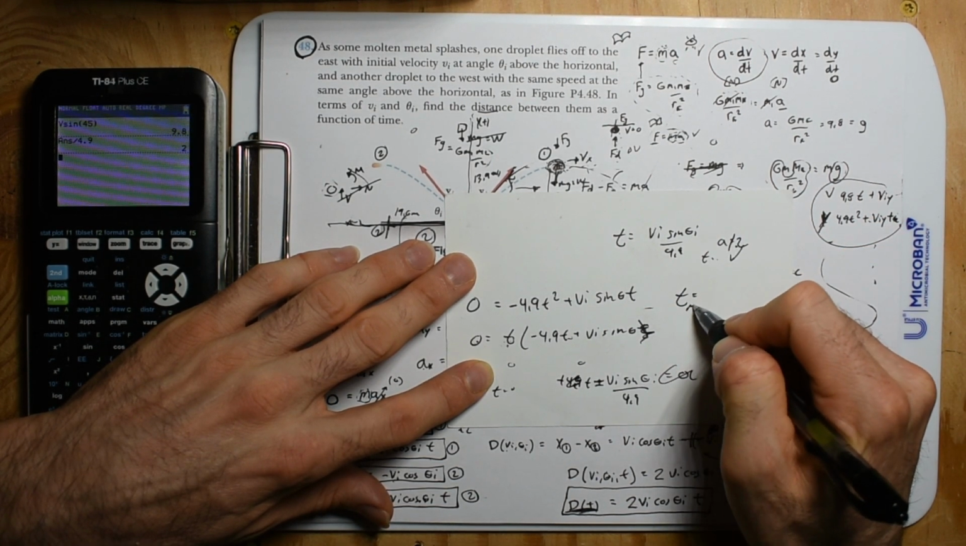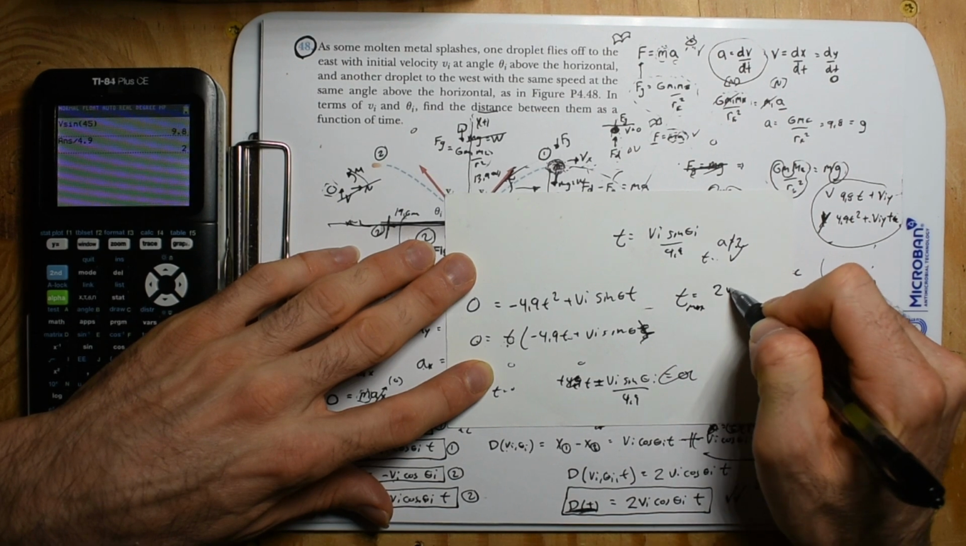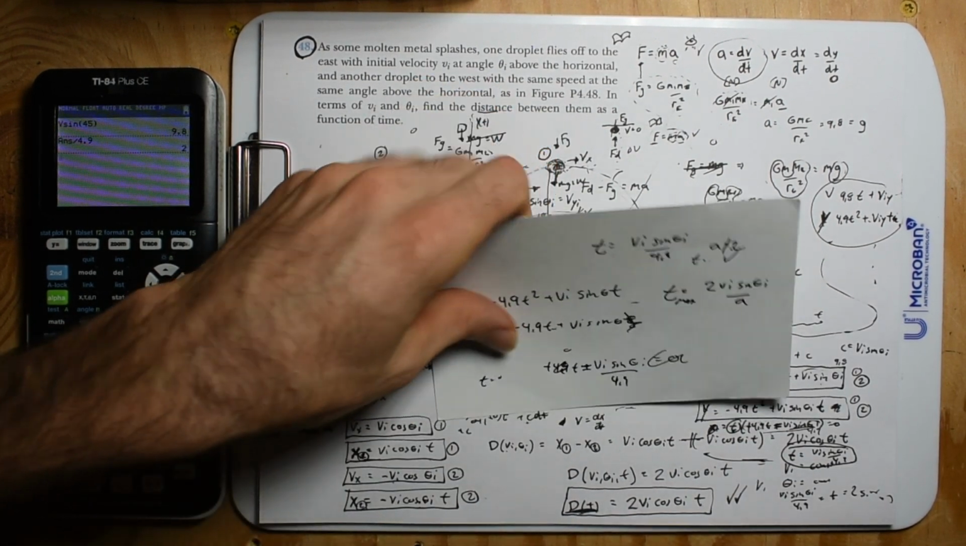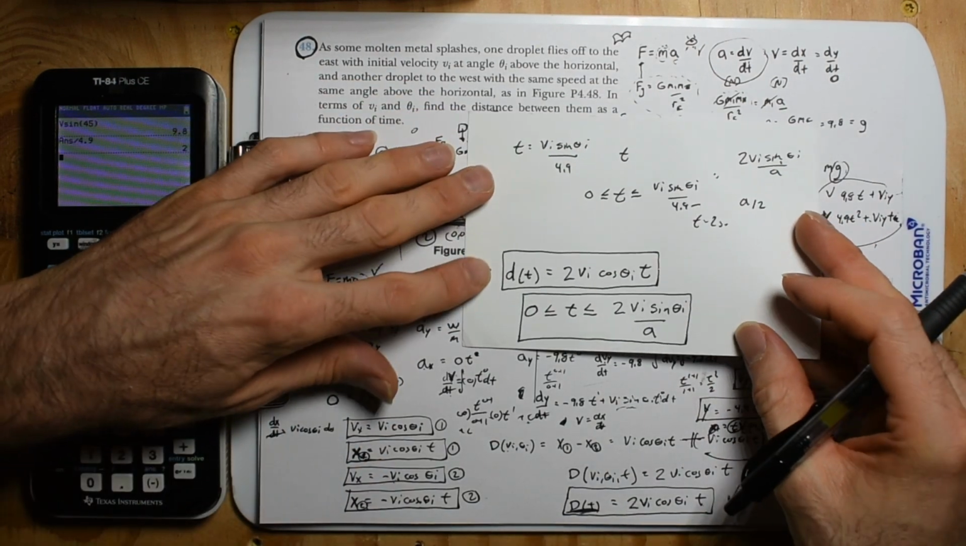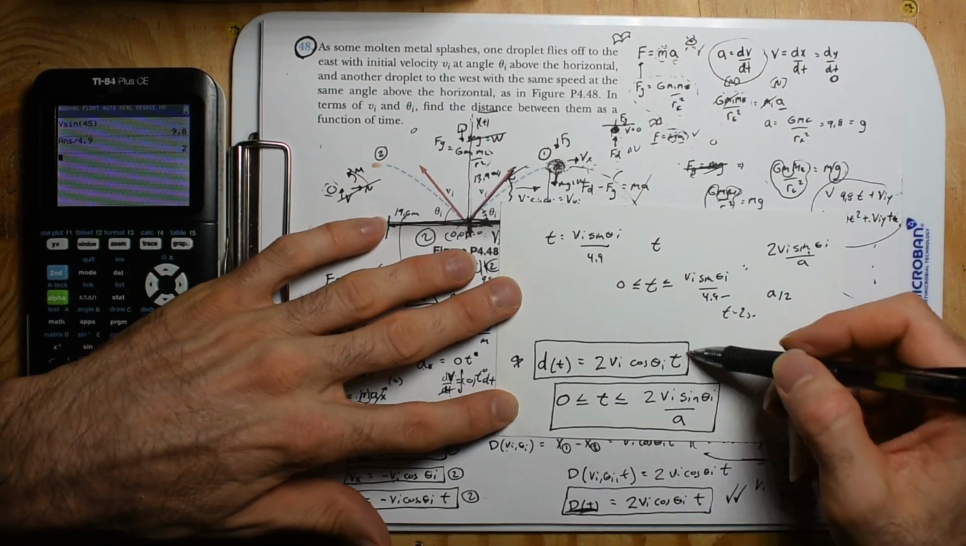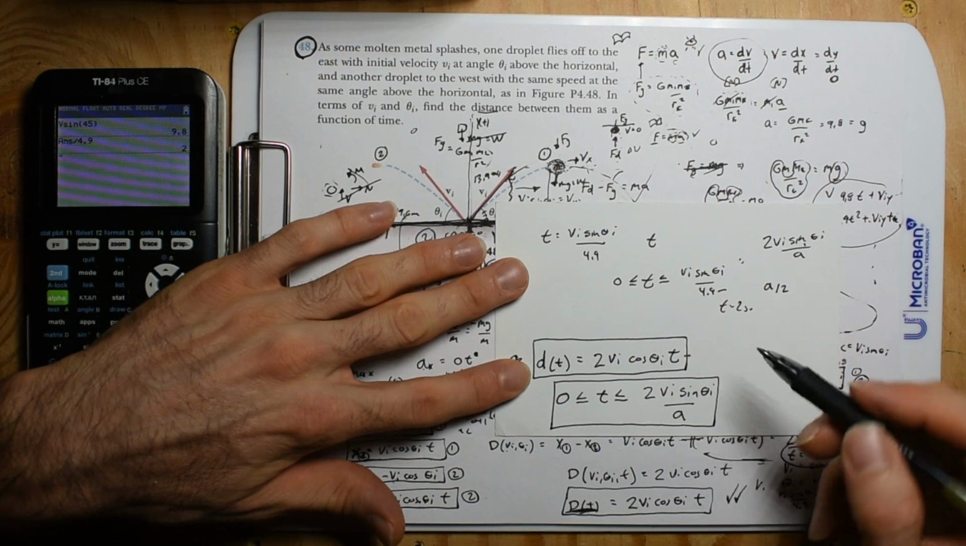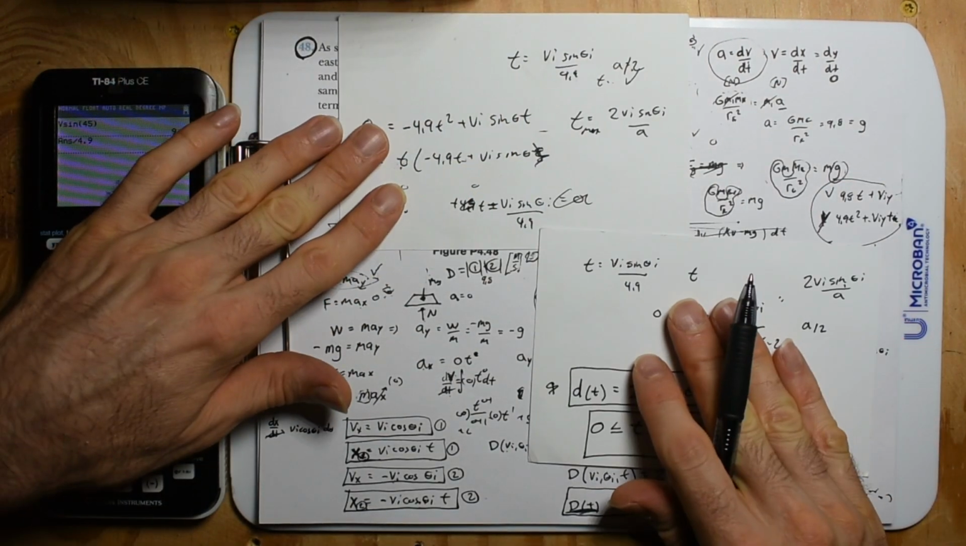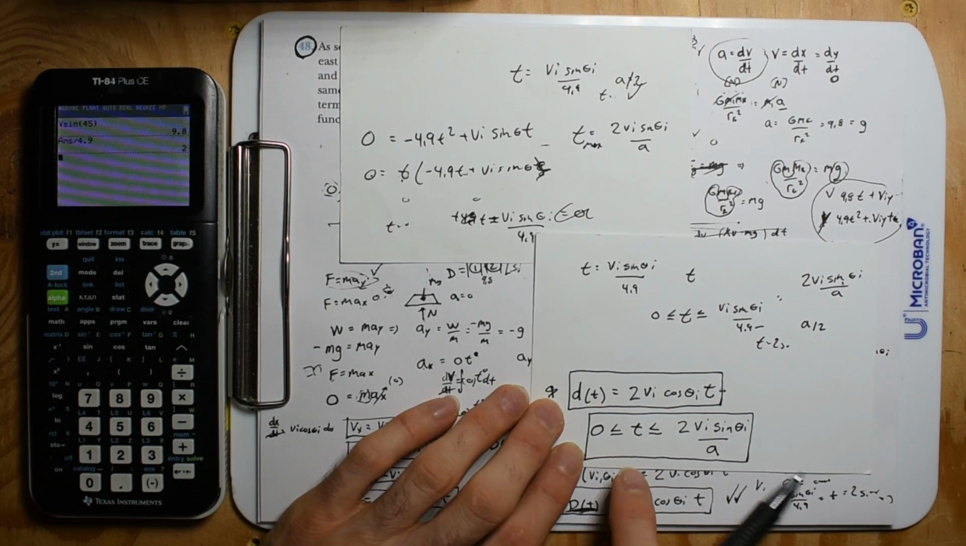So our time max is going to be 2 v initial sine theta initial divided by a. And then I just wrote those down. So, heck yeah, our equation for distance is this. And based on that card, so you don't lose track of where I was, now we have this time.